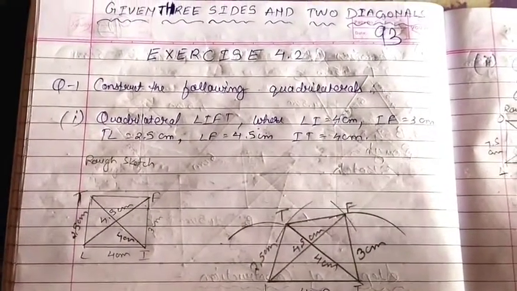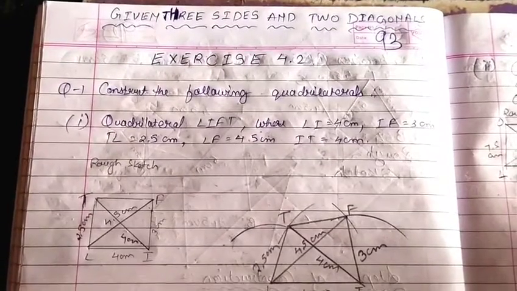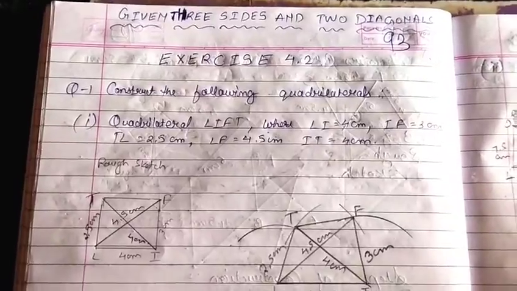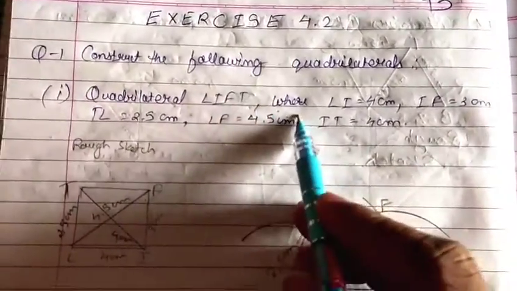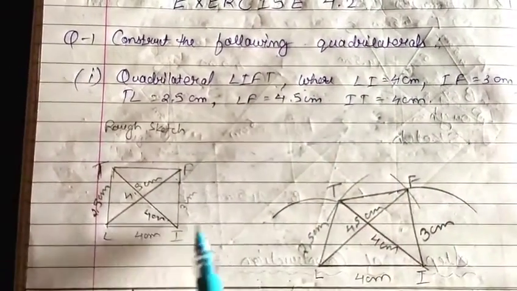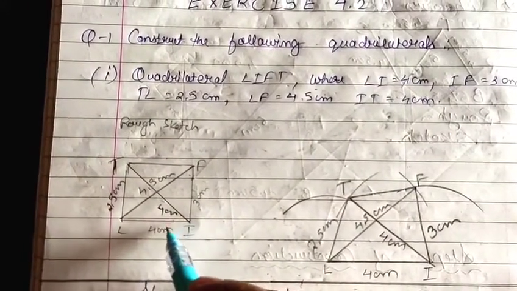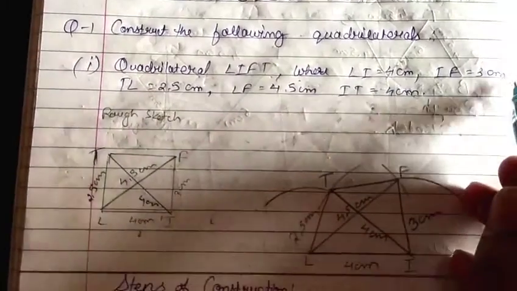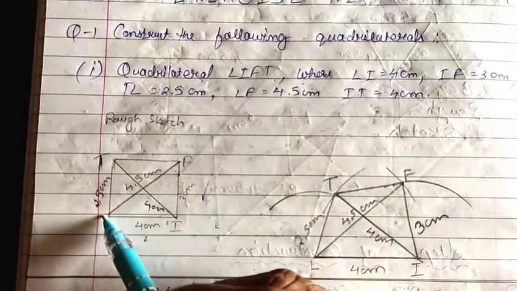Now let us start another exercise in which the lengths of three sides of a quadrilateral and two diagonals are given. Let us start. The first one is quadrilateral LIFT, whose side lengths are given. First you draw a rough sketch and see whether the length of LI is given. LI, yes, 4 centimeter. Then IF, given, yes, 3 centimeter. Write it over here.